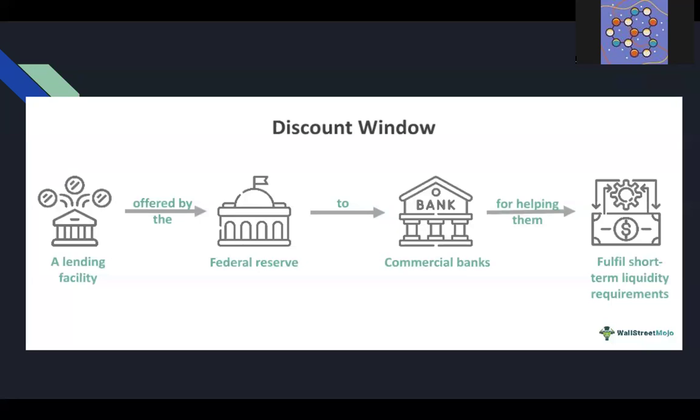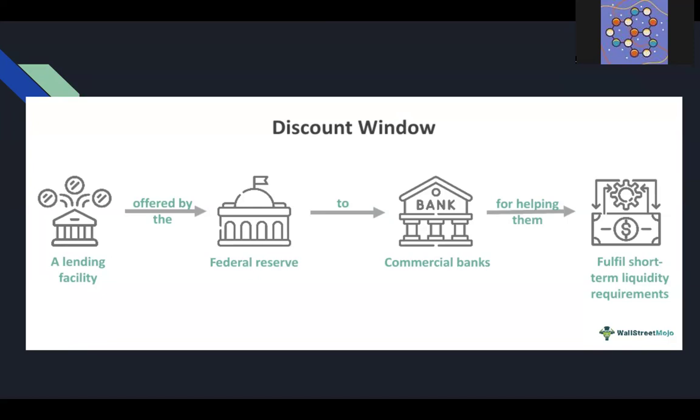Next, looking at the discount window, this tool is used by the Federal Reserve to lend money to banks in need of short-term liquidity. When a bank faces a temporary shortage of cash, it can borrow directly from the Federal Reserve at the discount rate. The discount rate is typically higher than the federal funds rate, which is the rate at which banks lend to each other. The discount window serves as a safety net, ensuring that banks have access to funds when they need them, which helps maintain stability in the financial system.